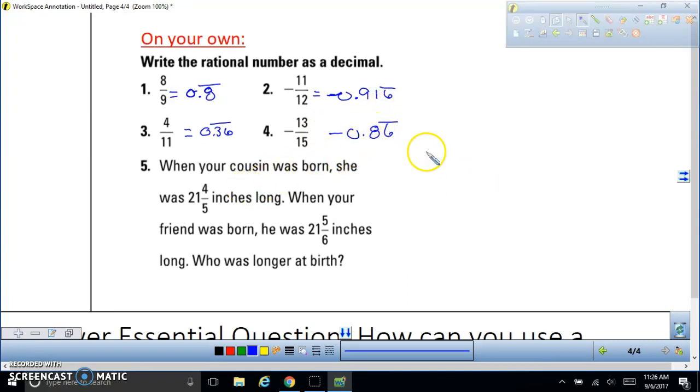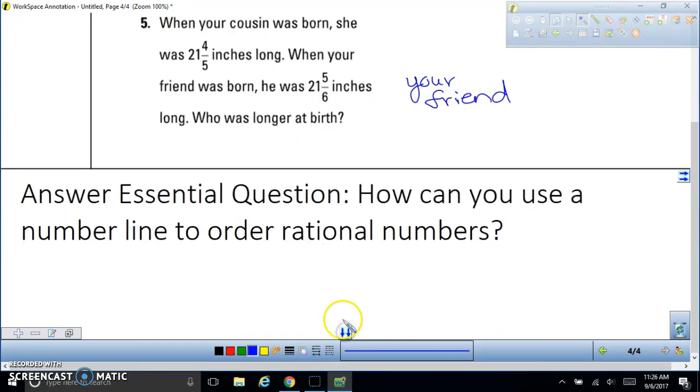All right, when your cousin was born, she was 21 4/5 inches long. When your friend was born, she was 21 5/5 inches long. Who was longer at birth? Okay, you should have changed them to decimals and then compared the decimals, and you would have found that your friend was longer. So I should see that work on there. Go ahead and answer that essential question right here. You don't have to write it out again. You just answer the question, and I hope you guys have a great day. Bye.